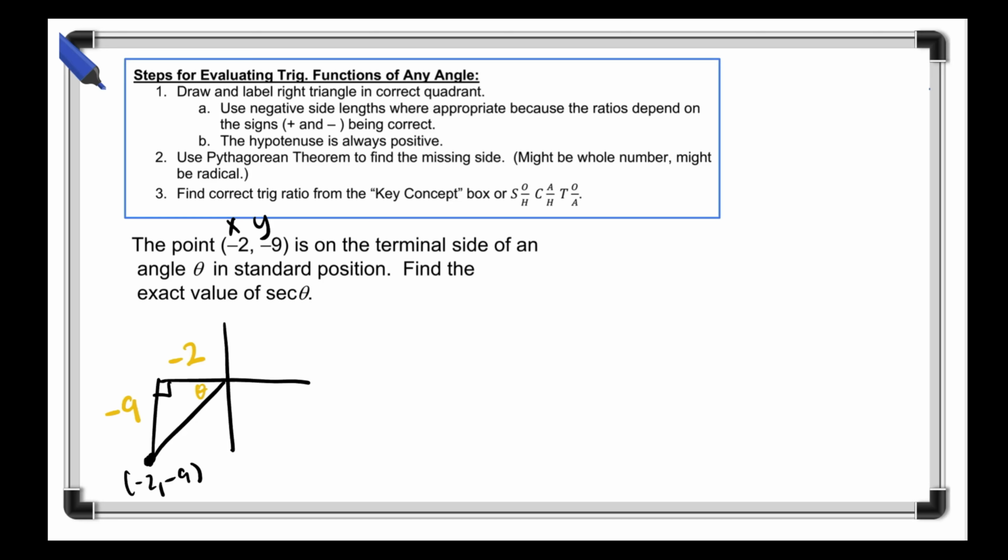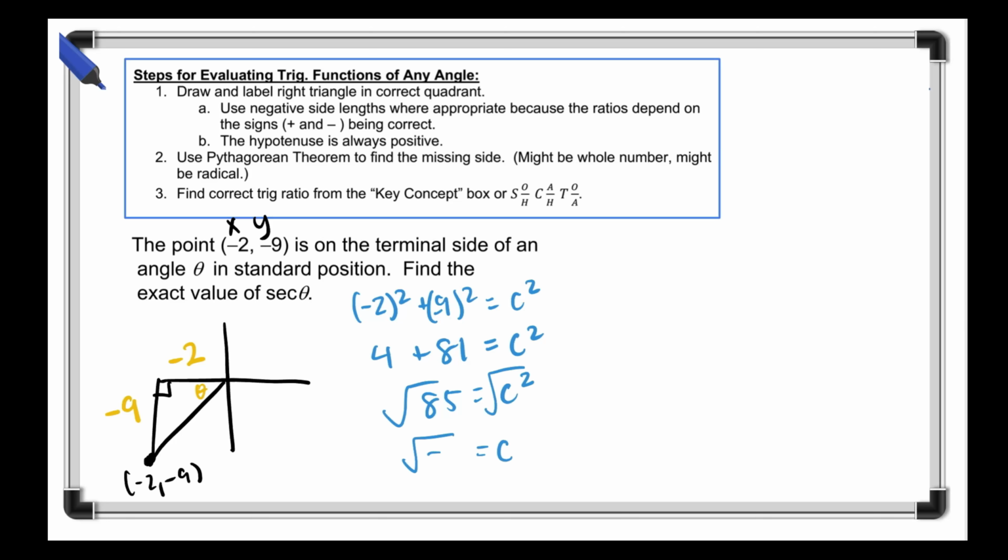We're going to go ahead and find our hypotenuse. So we're going to have to use the Pythagorean theorem in this question again. And that equals my c squared. So you get 4 plus 81, and then you have 85. So c equals the square root of 85.